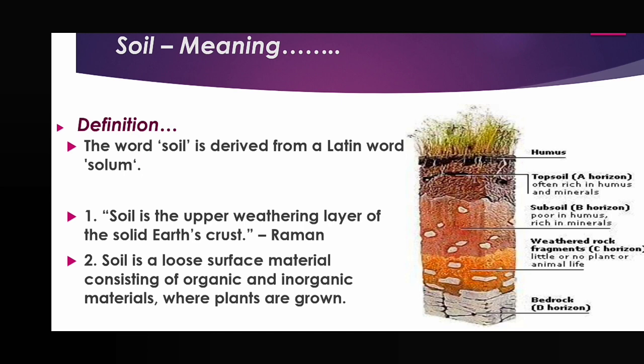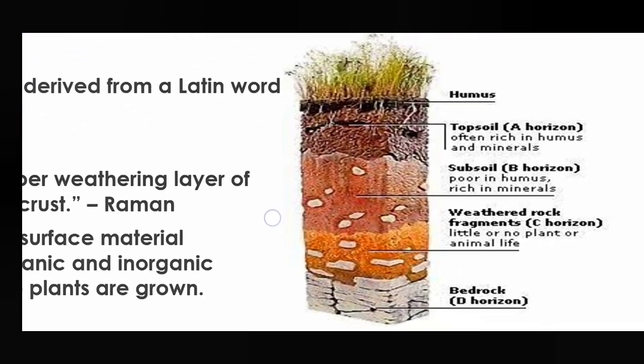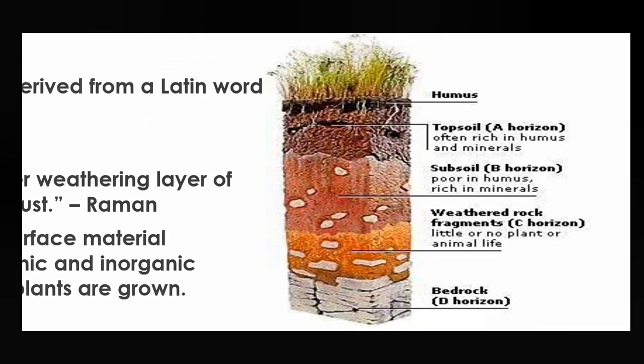Soil is loose surface material consisting of two types of components, organic and inorganic, and it is where plants are grown. That I have already told. Clear? Now come to the next. Here take a look at this diagram, that is the total soil.